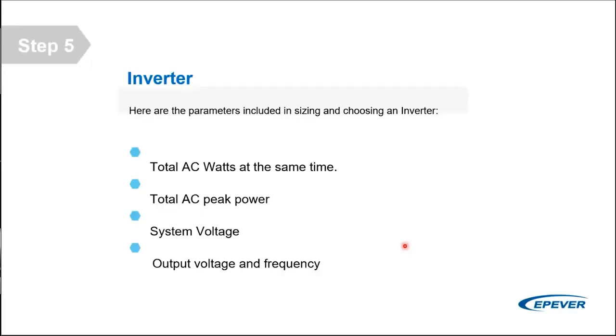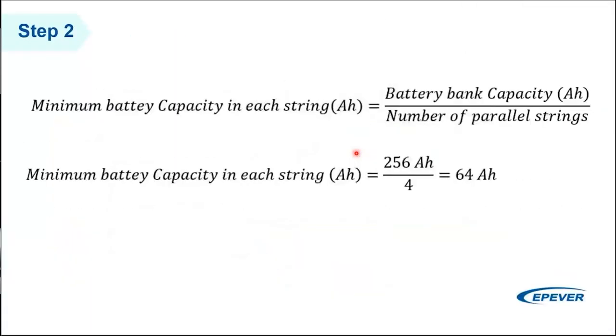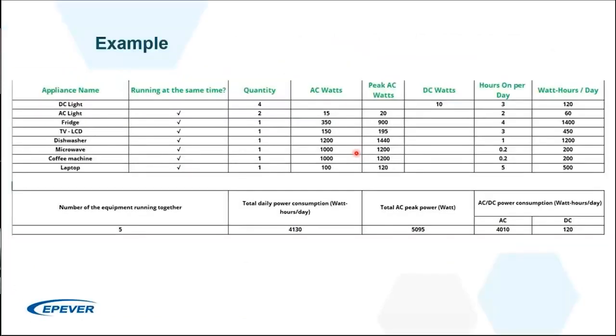And the final step is to calculate the inverter. The total AC watts at the same time determine the nominal AC output power of the inverter. To obtain this number, we added up the equipment that is running together at the same time, and did the same process for peak powers. So if you remember from this slide, if I go all the way back to this slide, you know how much power you're running together, you know the peak values of your powers. So you need an inverter that is capable of providing about 4,130 watts and is capable of providing 5,100 watts of peak power.